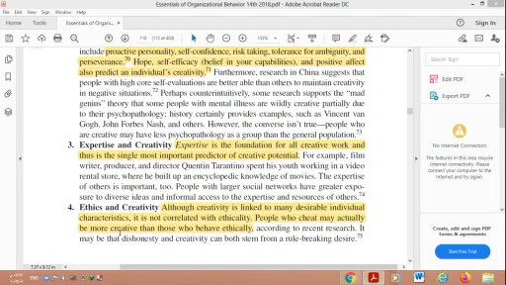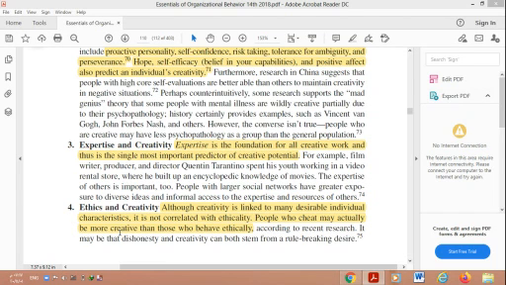So again, once we talk about the causes of creative behavior, we talk about the creative potential, which is related to the set of characteristics and traits.